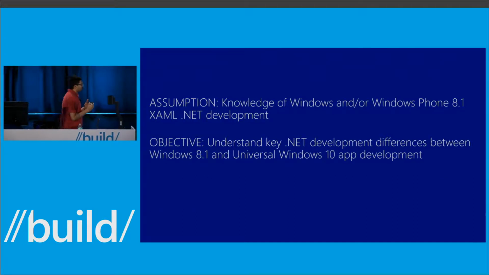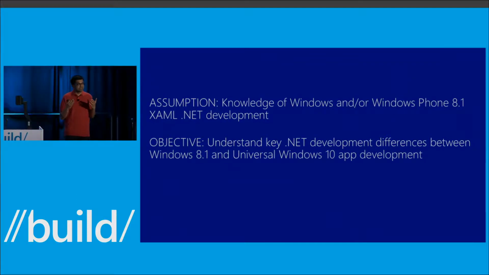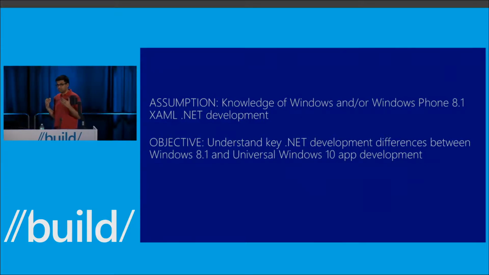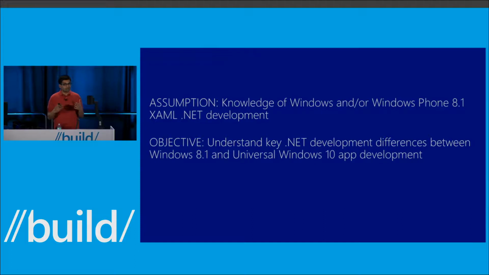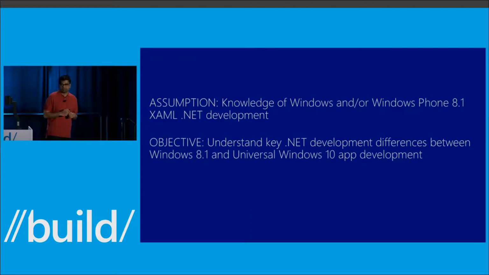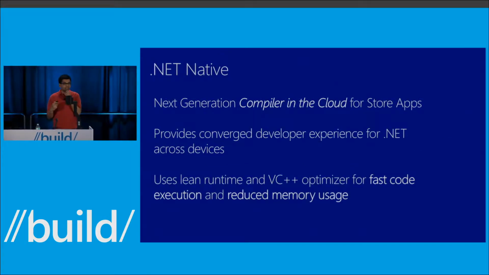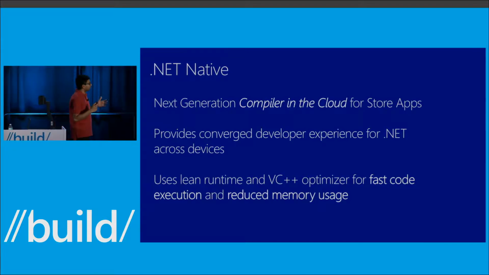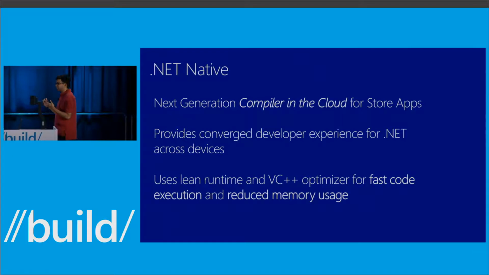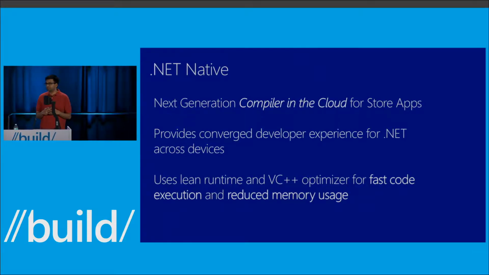My objective is that when you walk away from this session, you will have a better understanding of some of the key differences in how .NET works for Windows 10 universal apps in relation to how it used to work for Windows 8.1 or Windows Phone 8.1. The key difference, and we're probably going to spend most of the time talking about today, is .NET Native. But before I describe some of the benefits and what it is, I'm just curious, how many of you have heard of .NET Native before?